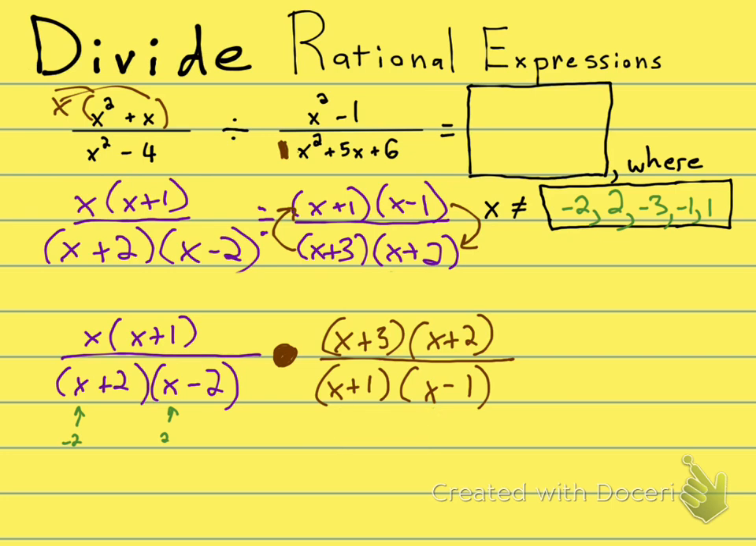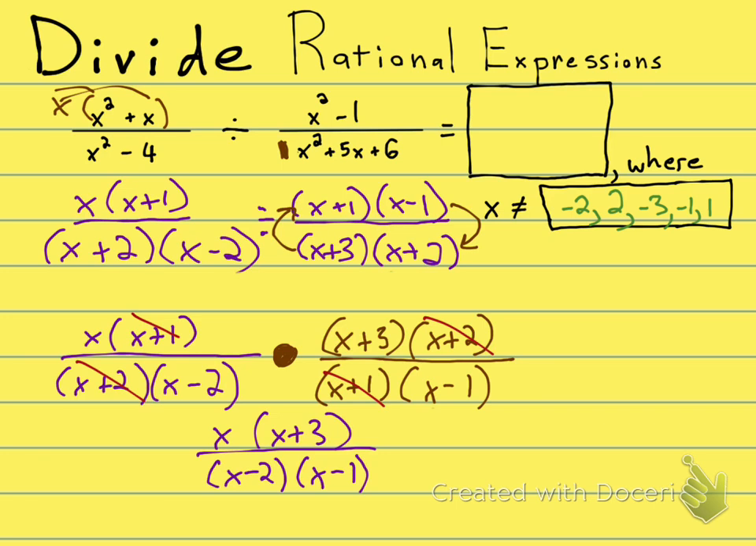All right, now, just like when I multiply fractions, anything in the numerator will reduce with the same thing in the denominator. I should clarify, any factor in the numerator will cancel any factor in the denominator. So let's see what they are. I have an x plus 2 and an x plus 2. I have an x plus 1 and an x plus 1. All right, here's what I'm left with. x times x plus 3 in the numerator, and in the denominator, x minus 2 times x minus 1. Remembering that when we multiply fractions, numerator times numerator, denominator times denominator.